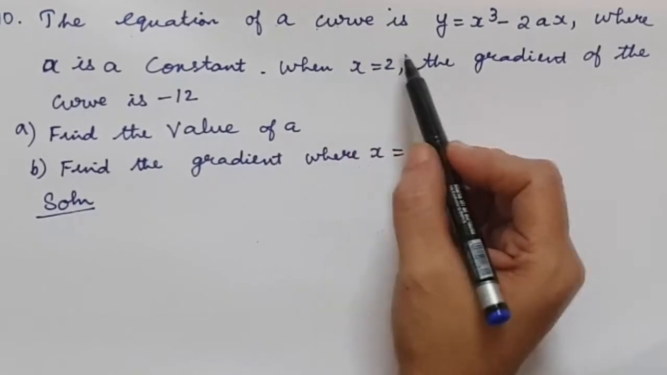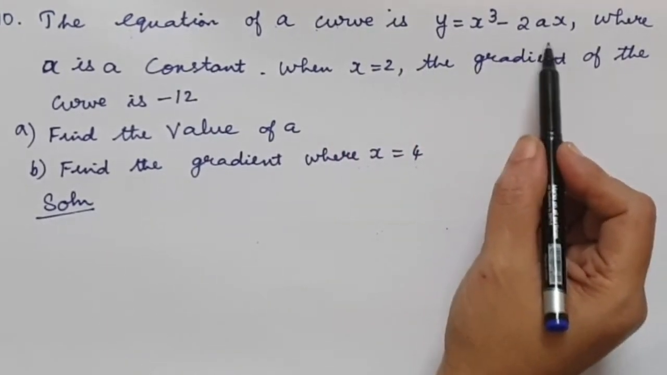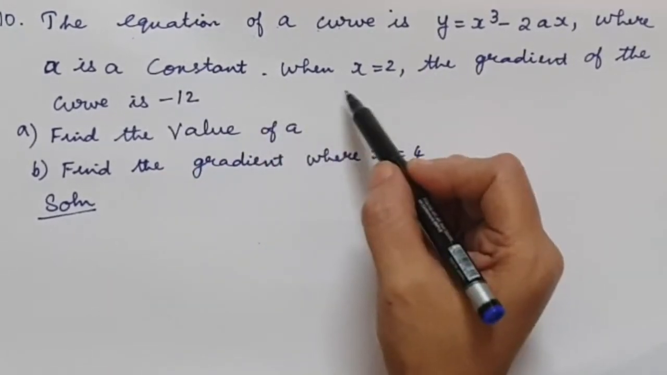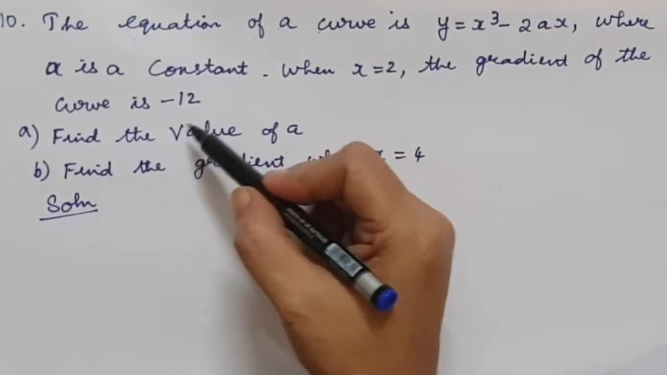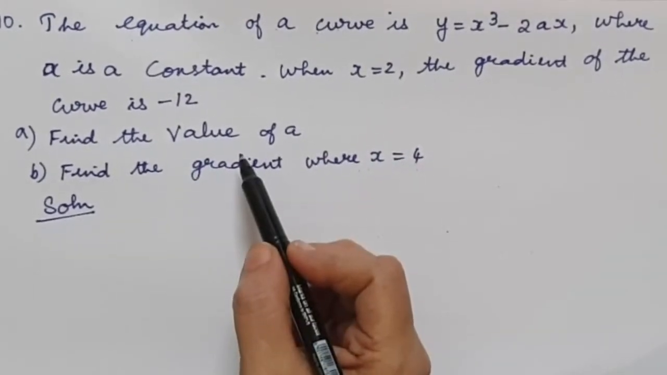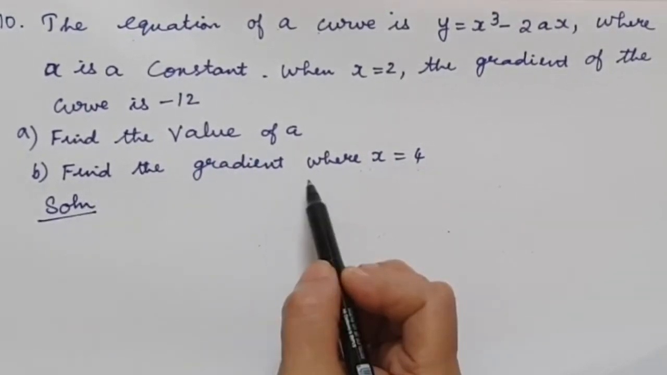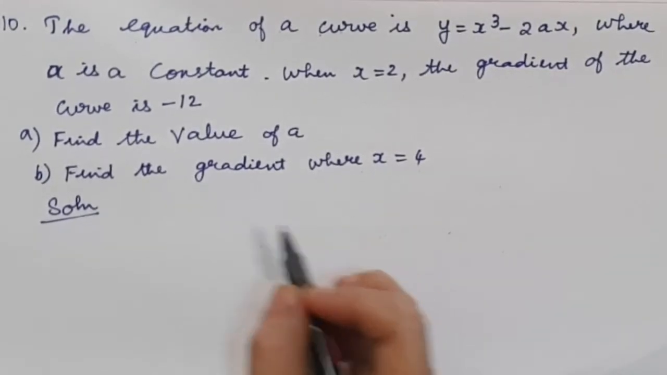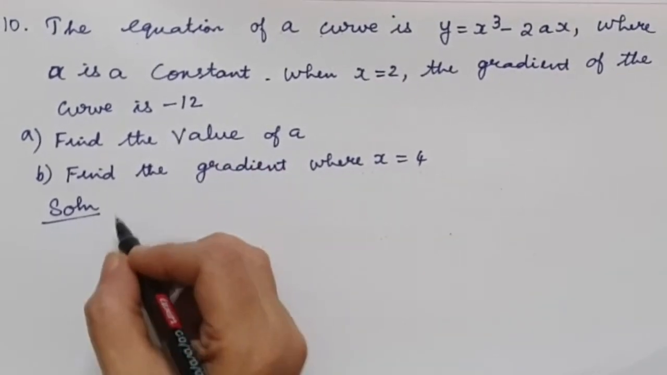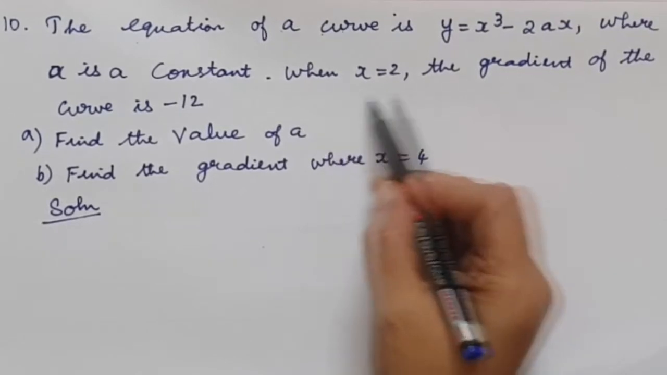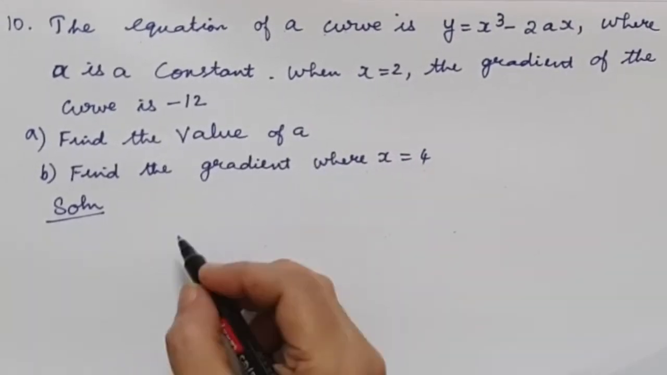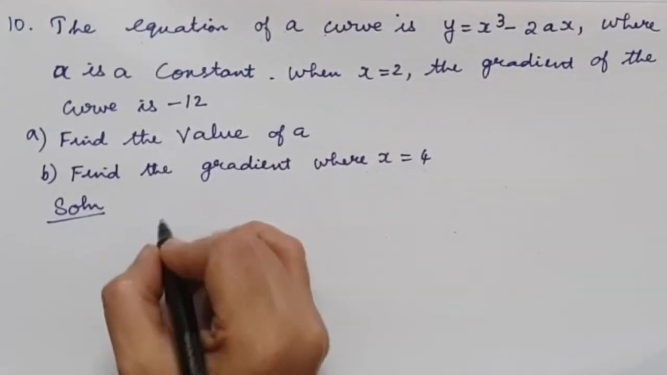The equation of a curve is y equal to x cube minus 2ax, where a is a constant. When x equal to 2, the gradient of the curve is minus 12. Find the value for a. Find the gradient when x equal to 4. Now the equation of the curve, when x equal to 2, the gradient is minus 12. So we need to find our value of the gradient.